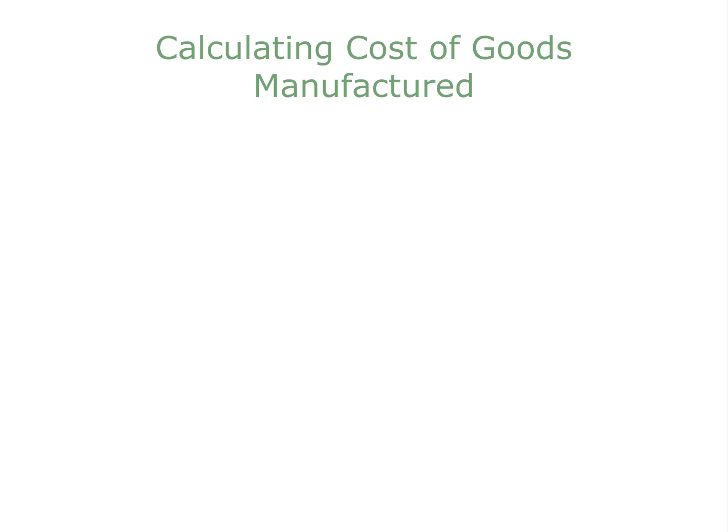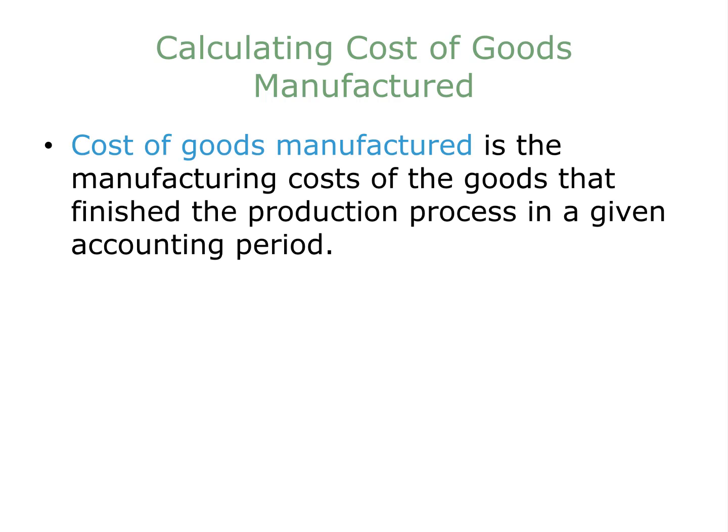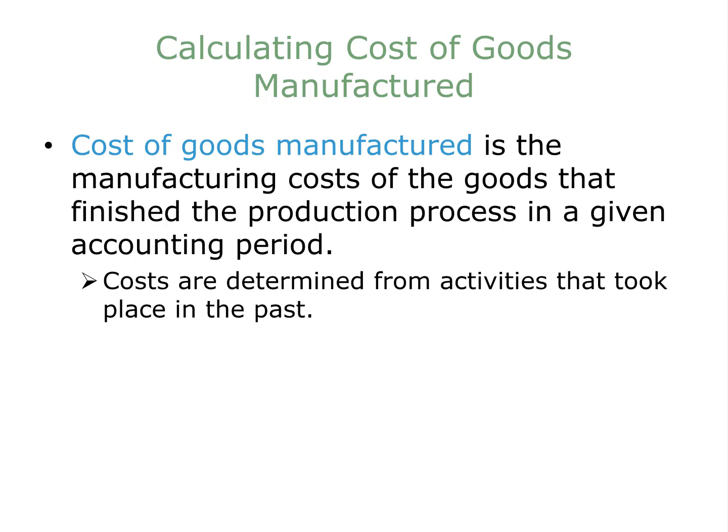Cost of goods manufactured. Cost of goods manufactured is the manufacturing cost of the goods that finish the production process in a given accounting period. These costs are determined from activities that took place in the past, hence the name cost of goods manufactured. Notice the word is past tense.